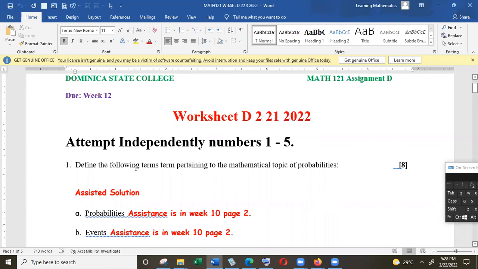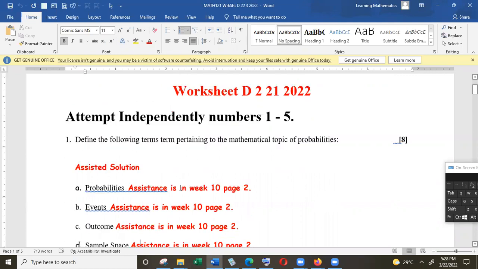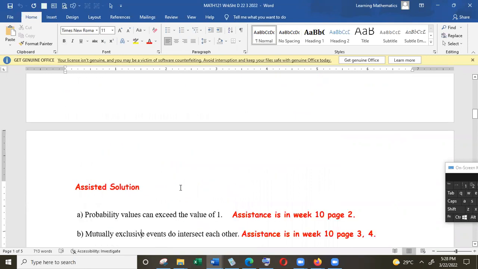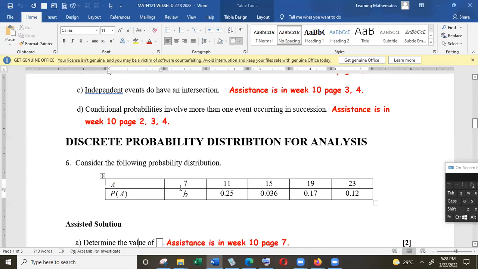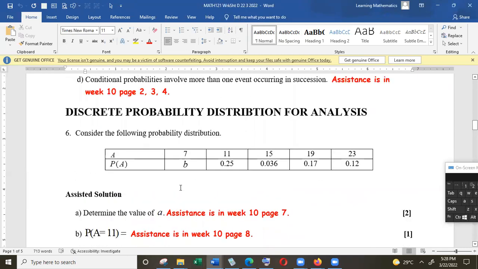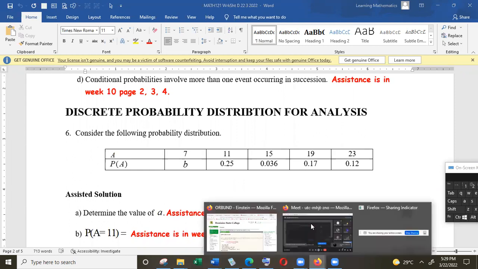What is probabilities and events? What are these? Number 2, number 3, number 4, up to number 5. Now, from number 6, that's where calculation starts. That's where analysis begins.